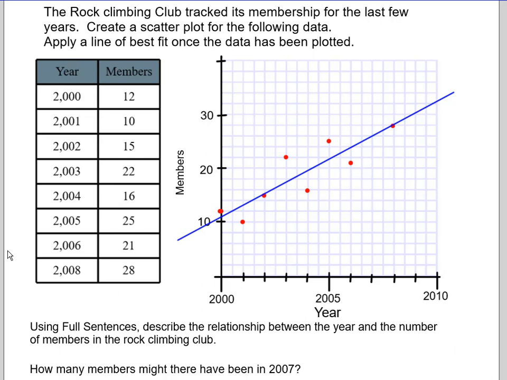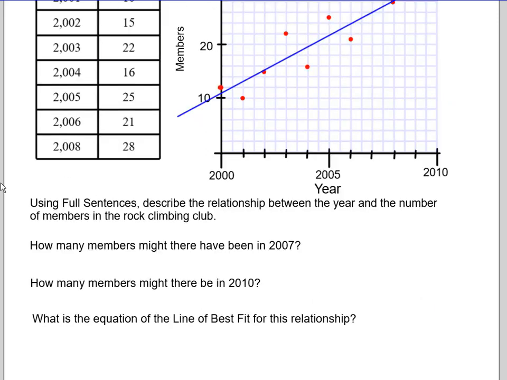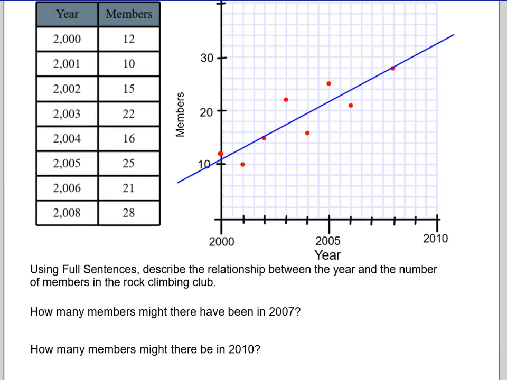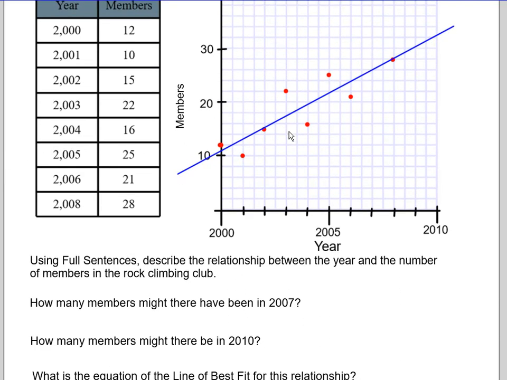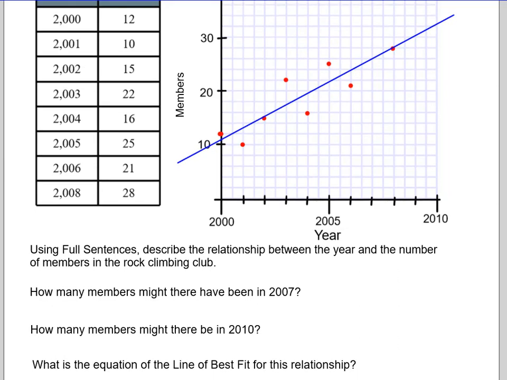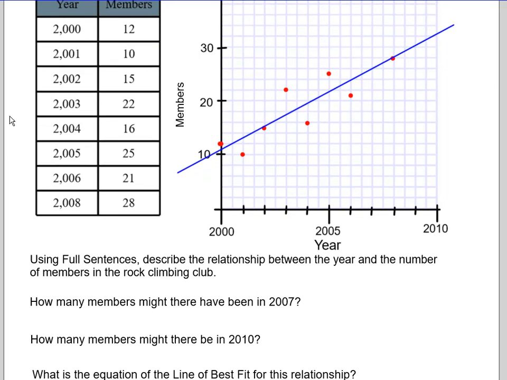So now if we wanted to say a quick sentence about this, is there a relationship between the year and the number of members? Well, it certainly looks like as the years increase, the membership increases. It's not super tight, but it's not bad. So we would say there's an increase in membership as the years are going by. How many members might there have been in 2007?